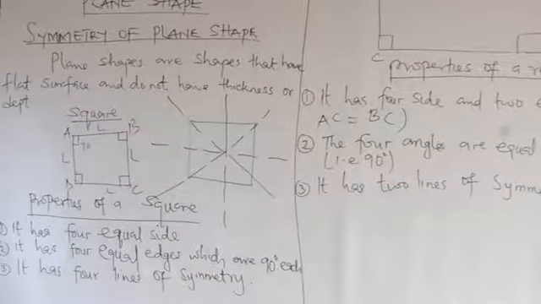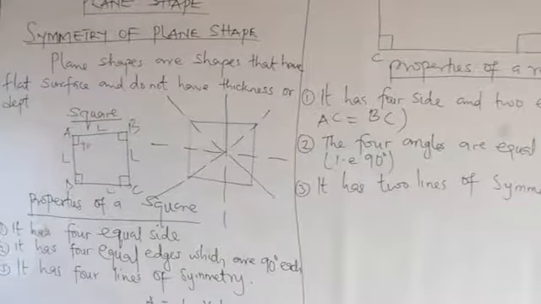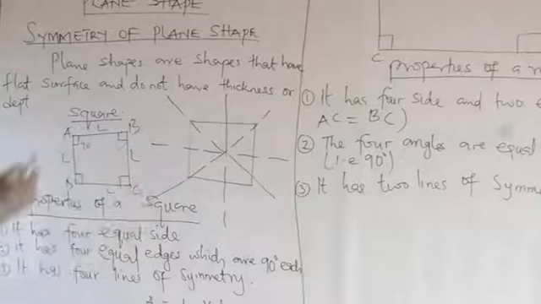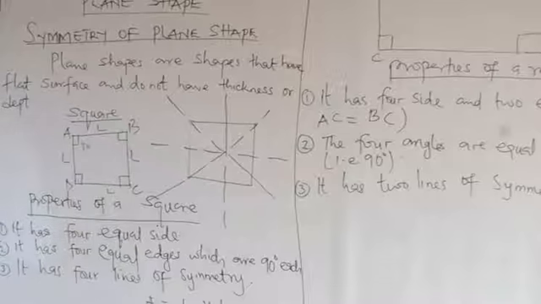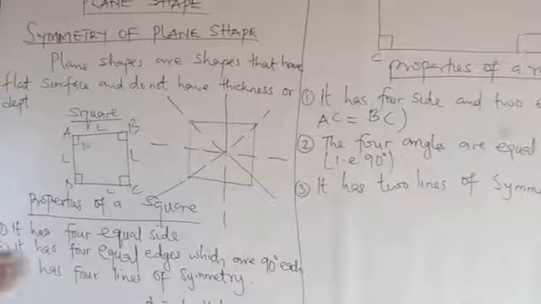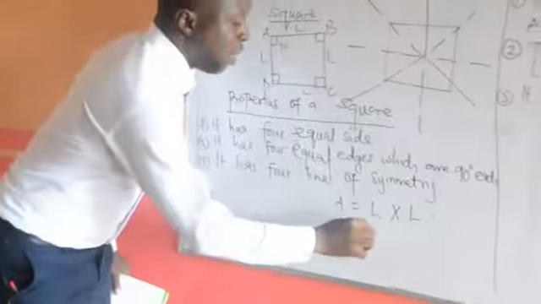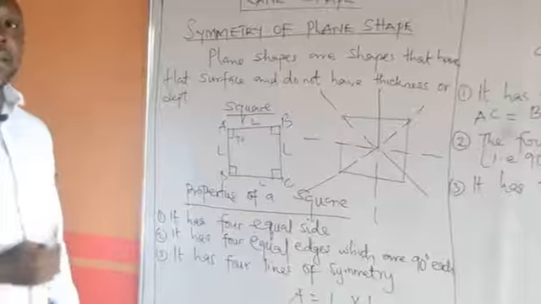Under this square, we also have a formula we use in calculating area of a square. And what is the formula? Area of a square is the same thing as length times length. We are using the formula length times length because a square has just length and all the sides are equal. So area of a square is equal to length times length, which is also length squared.